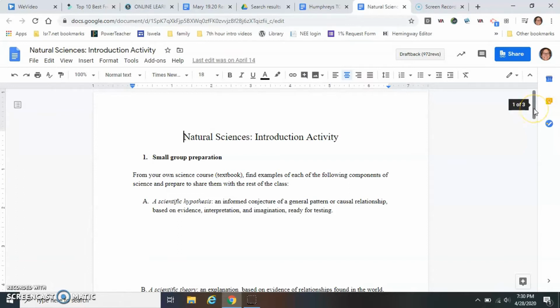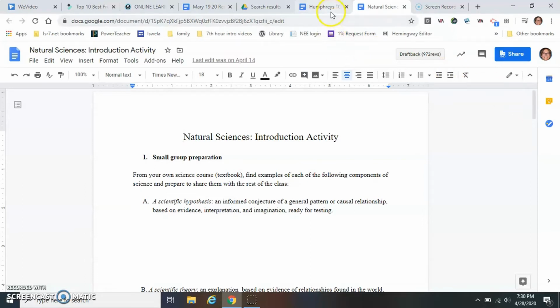Now, I did learn last semester that I had a couple of students who weren't taking an IB science course. So if you are not currently enrolled in a science class, or you don't have a science textbook, feel free to go online and find an online science textbook of some sort, even if it only lets you look at some of it, and get your information from there to complete that.